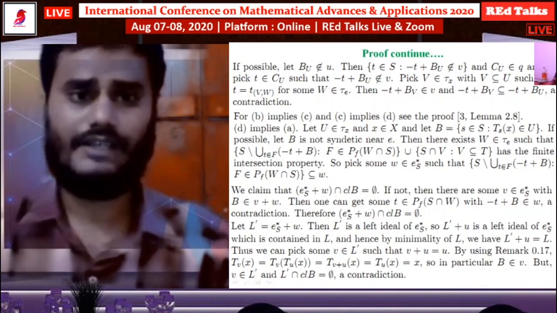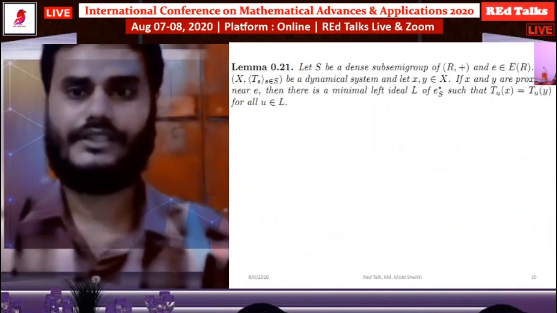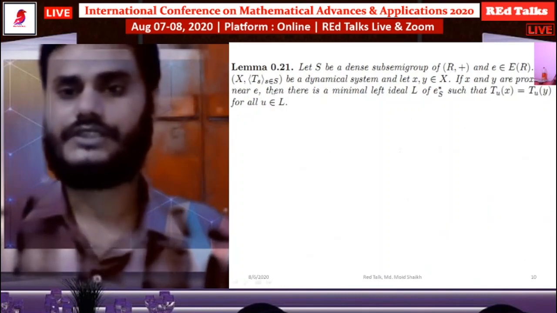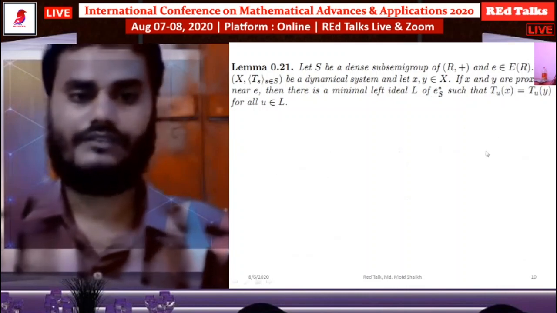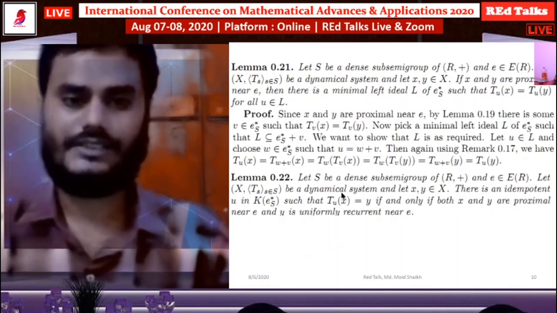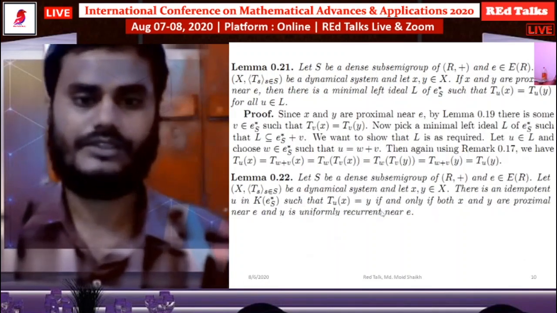We have another lemma. If x and y are proximal near E, then there is a minimal left ideal L of E star S such that Tu x equal to Tu y. We have another lemma. u in K star is such that Tu x equal to y if and only if both x and y are proximal near E and y is uniformly recurrent.